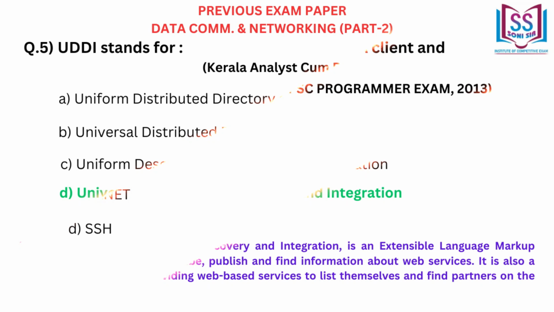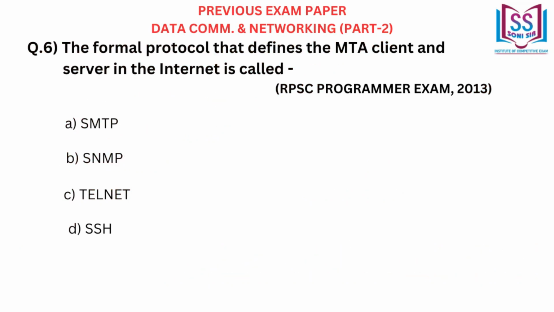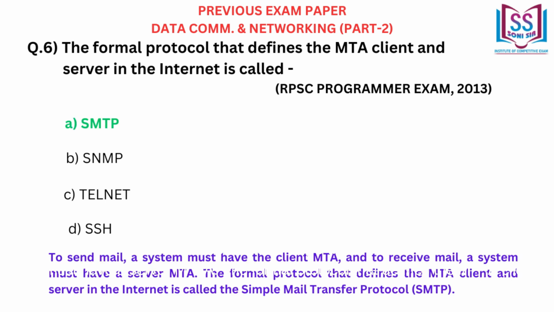The formal protocol that defines the MTA client and server in the Internet is called: A. SMTP. B. SNMP. C. Telnet. D. SSH. Correct answer A. SMTP. To send mail, a system must have the client MTA, and to receive mail, a system must have a server MTA.